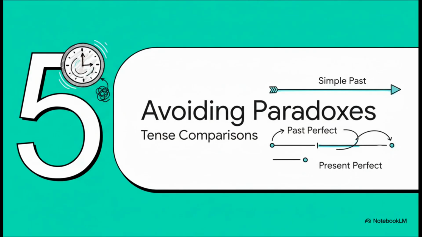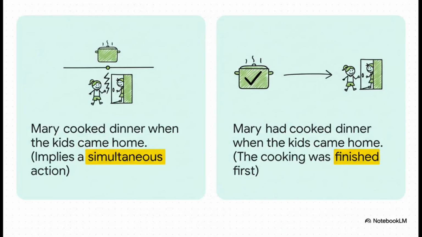Okay, now this is where many of us can get tripped up, accidentally creating weird little time paradoxes in our stories. So let's clear up the confusion by comparing the past perfect to two other tenses that it's often mistaken for. Okay, look closely here. On the left, with only the simple past, it sounds like Mary started cooking at the exact moment the kids walked through the door, like the actions happened at the same time. But on the right, with the past perfect, the meaning is totally different. The cooking was already done. See that? One little word, had, completely changes the timeline of your story.